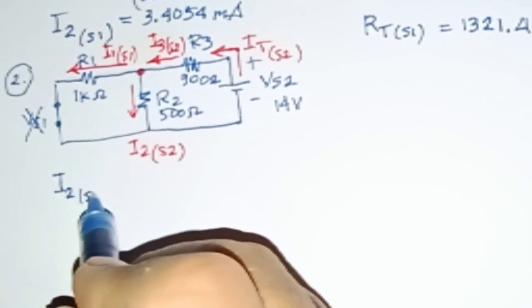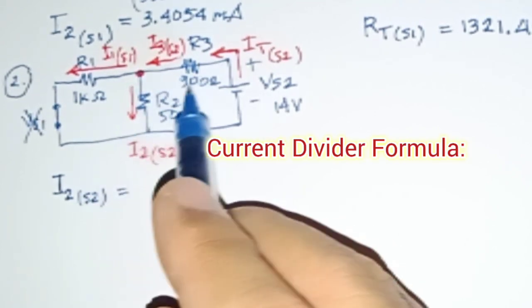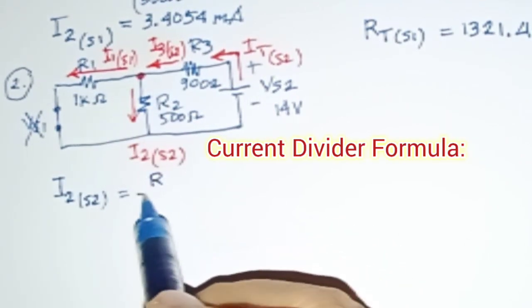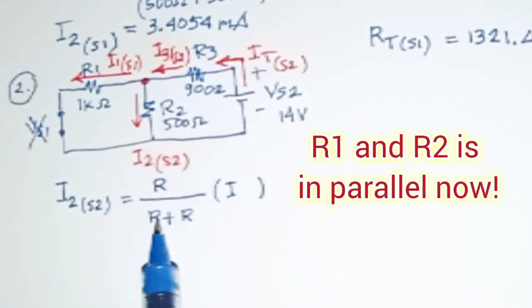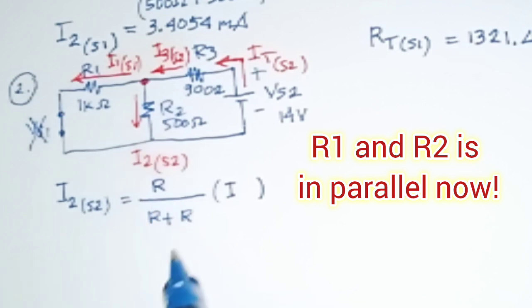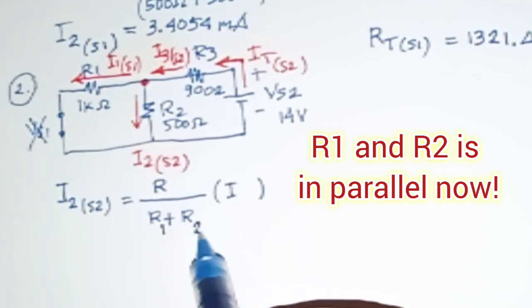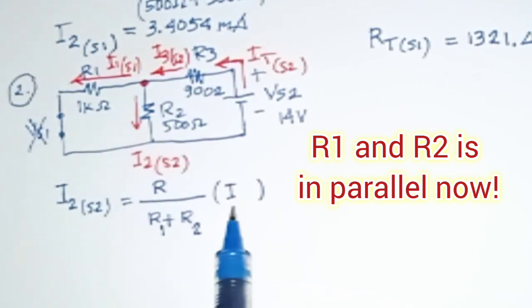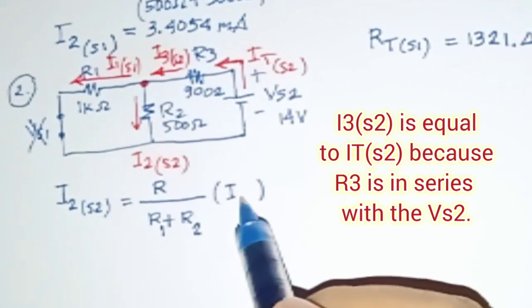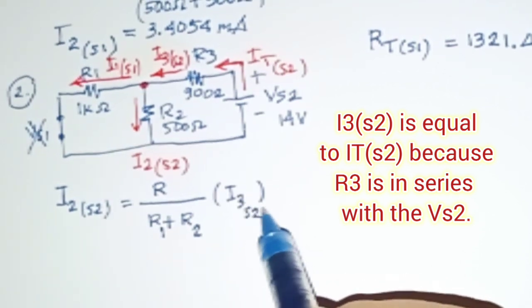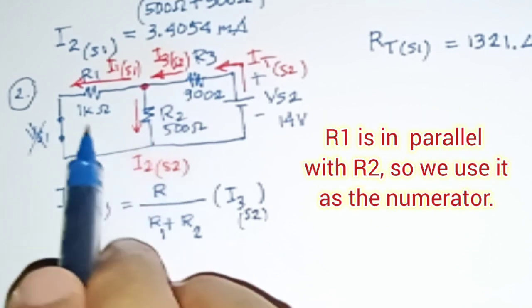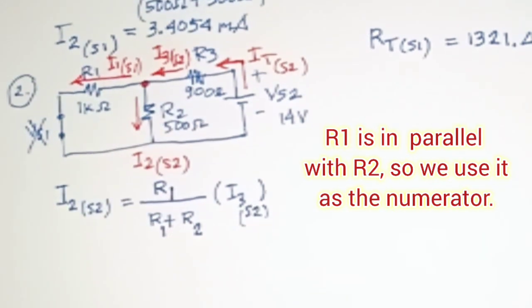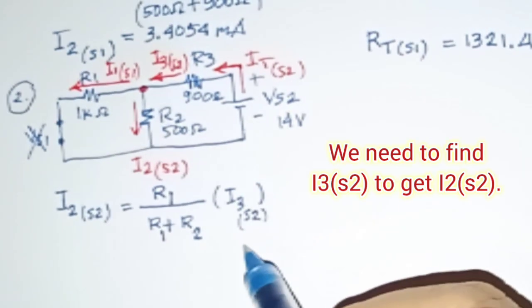Everything will be with respect to S2. That's why I have placed here open and close parentheses with the S2. Now, by current divider formula, we have R over R plus R multiply with I, and we just copy the two parallel circuit resistors, R1 parallel to R2, therefore we can get it here. And the input current to the junction is I3, and we multiply it with the answer, and we take the opposite resistance, which is R1.